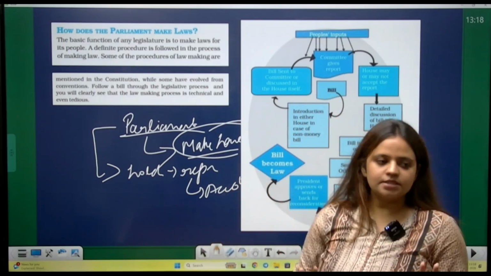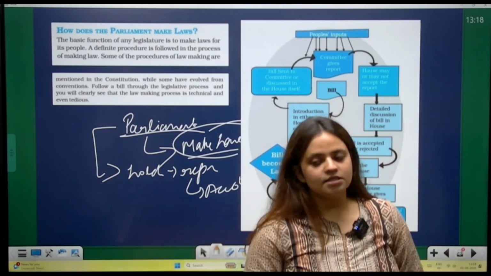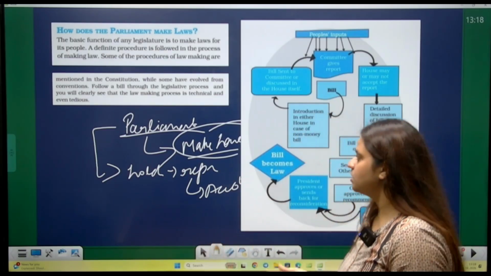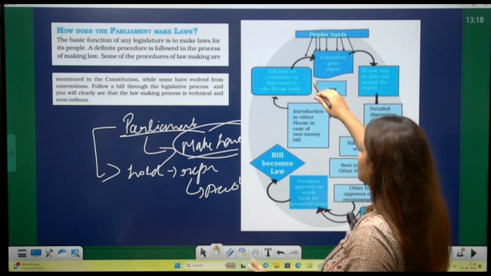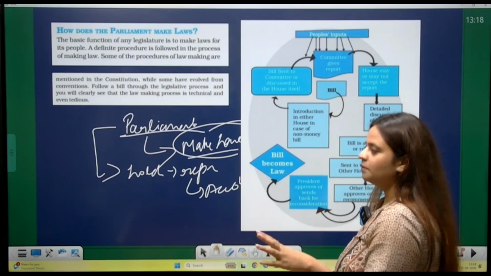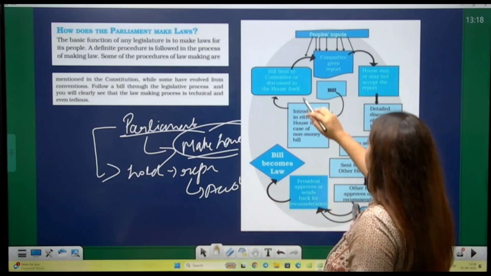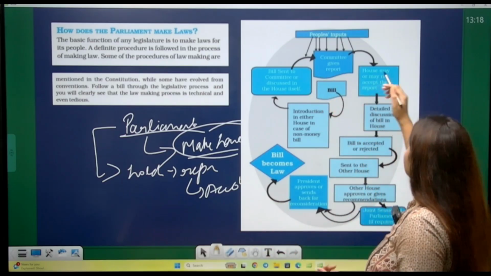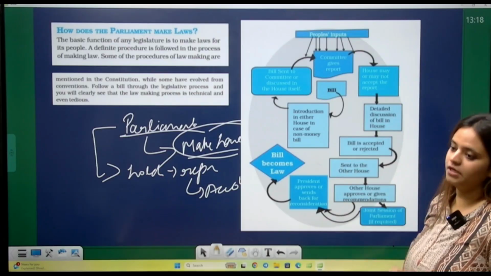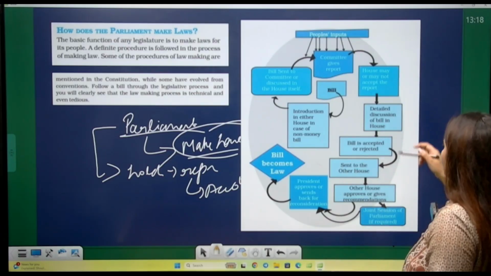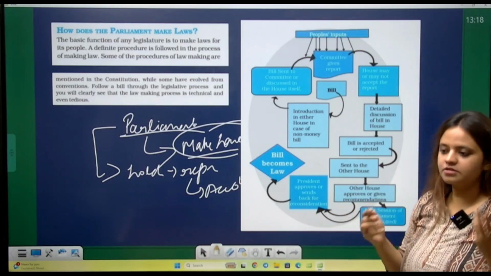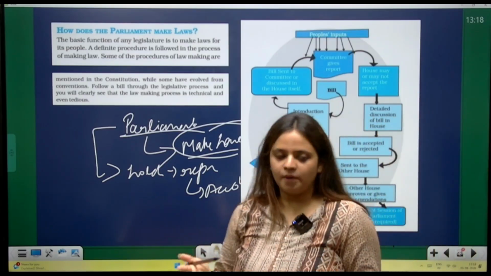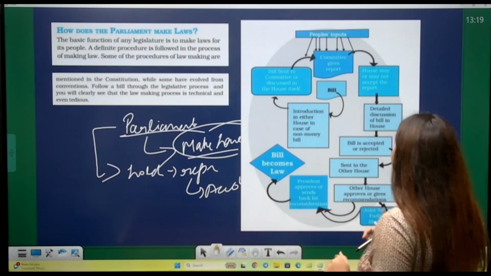Either it is sent to the committee, where the bill is discussed at length, or it can be discussed in the house itself. Then the committee, to which the bill is given for discussion, gives out a report, and the house may or may not accept it. A detailed, deliberate discussion of the bill happens in the house.